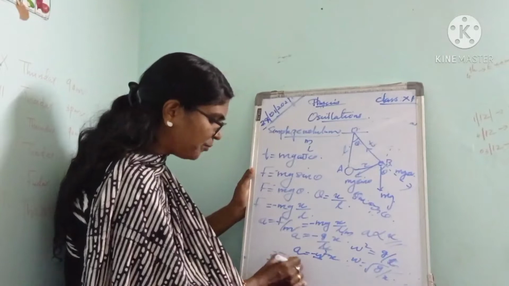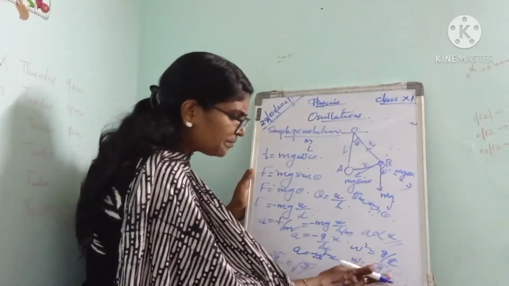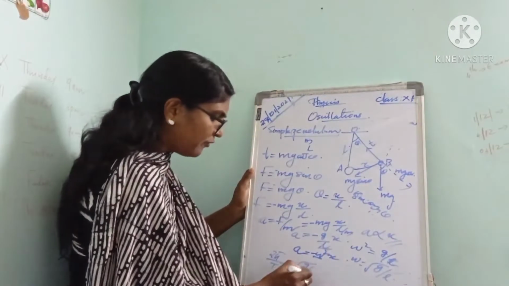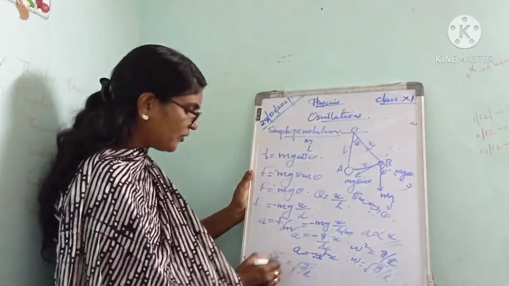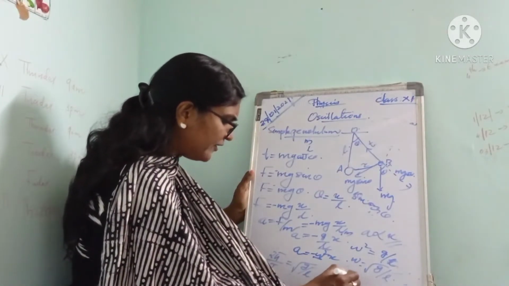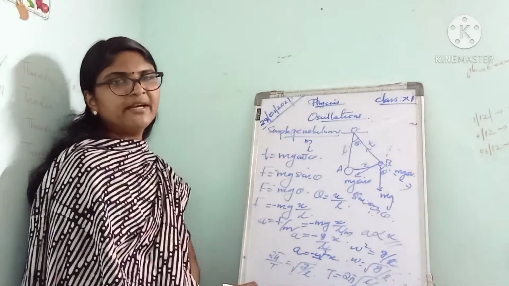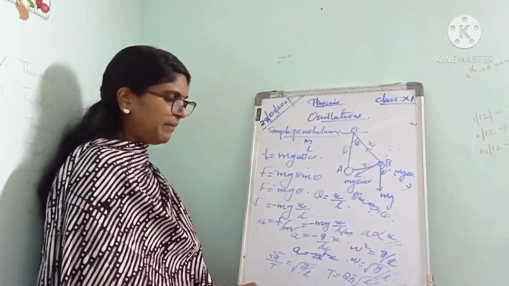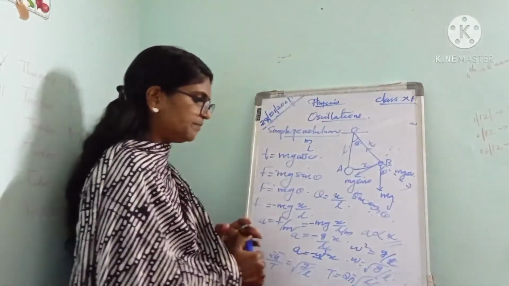Omega is actually 2 pi by T. 2 pi by T is equal to root of g by L. But we have to find what T is, so we can cross multiply. T is equal to 2 pi into root of L by g. That is the equation for the period of oscillation of what? Simple pendulum. T is equal to 2 pi into root of L by g.